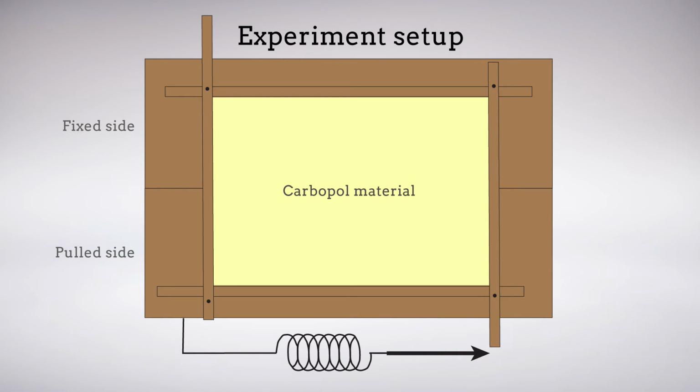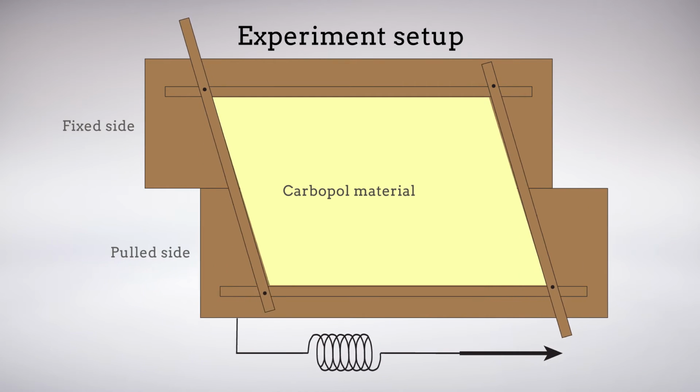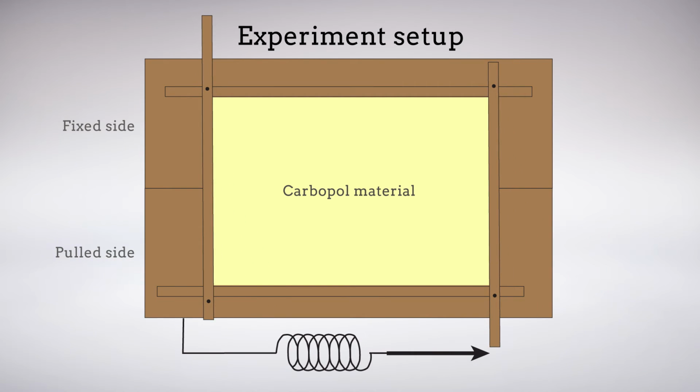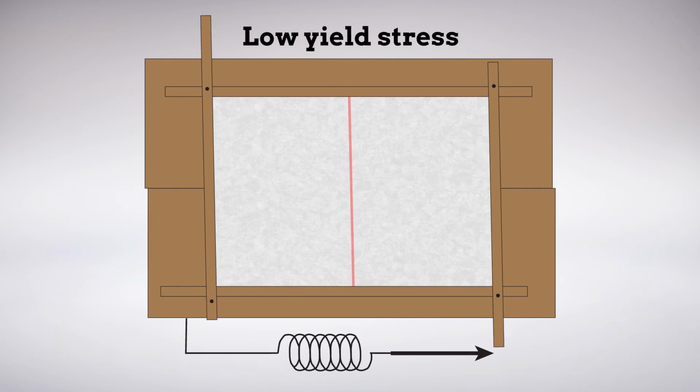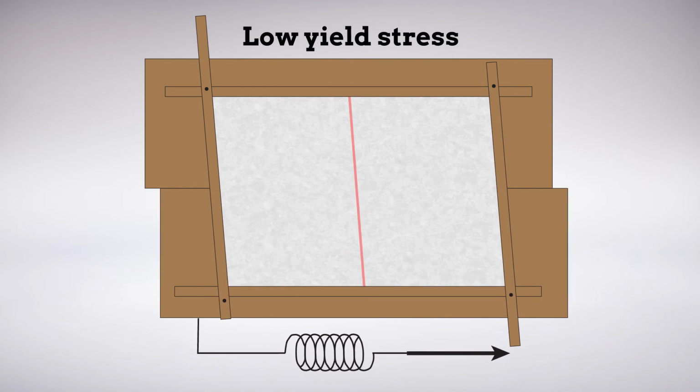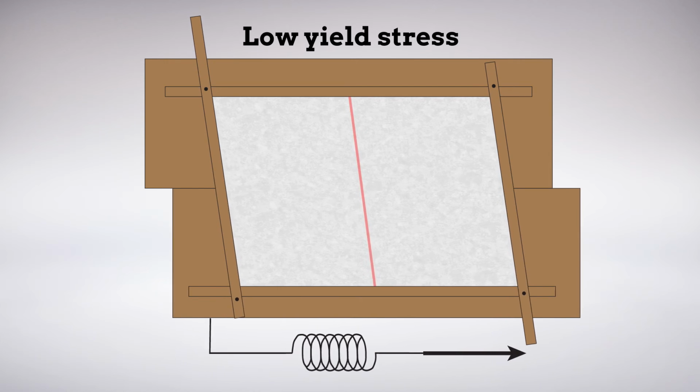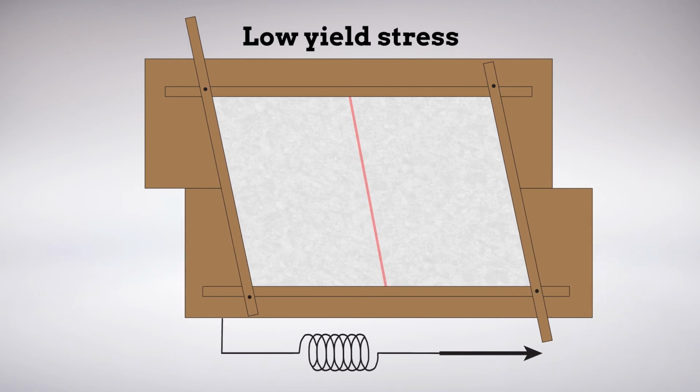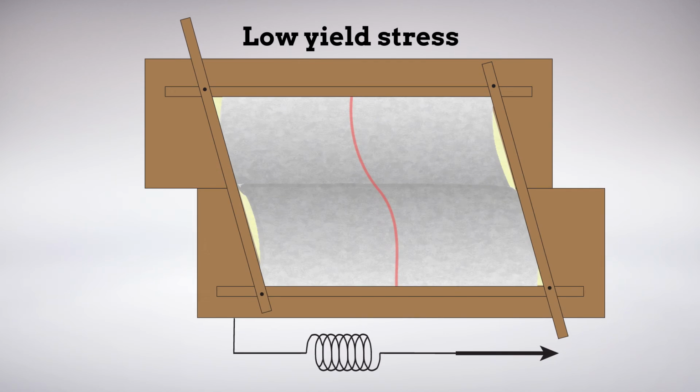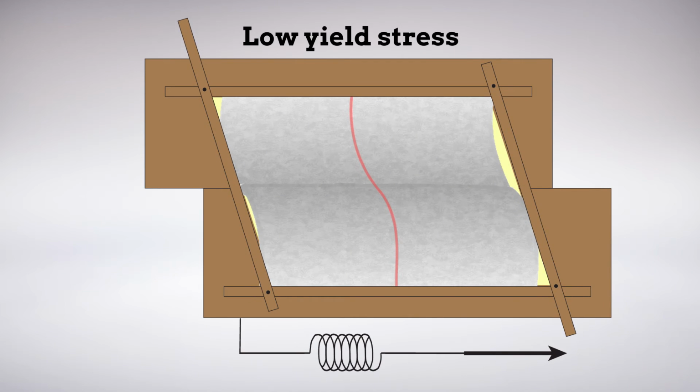During the tests, a spring-loaded frame applied shear deformation to each sample. The low-yield stress polymer formed a fracture where the two halves slid past each other, but the stick and slip, common to rigid materials, was smoothed by ductile stretching and bending into a slower, creeping motion.